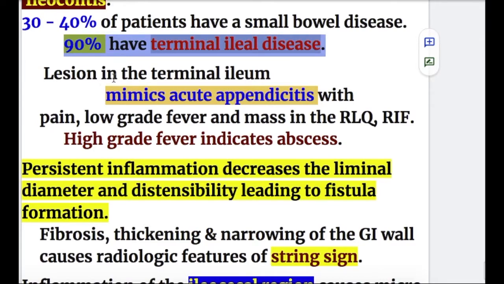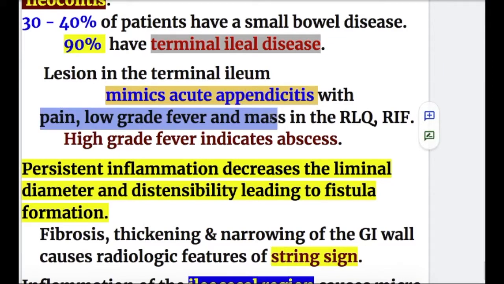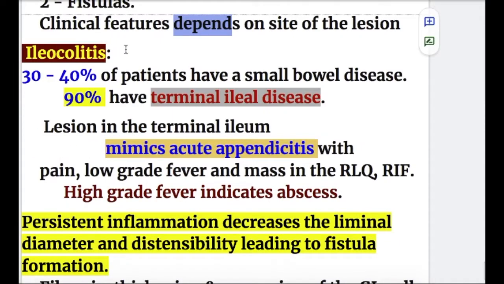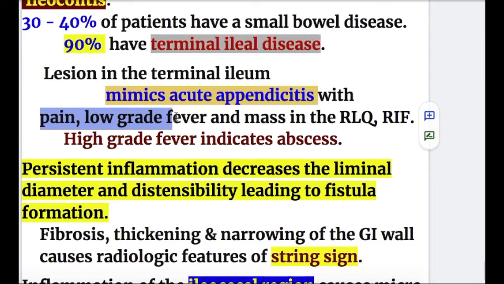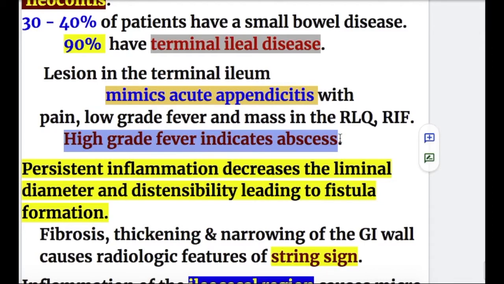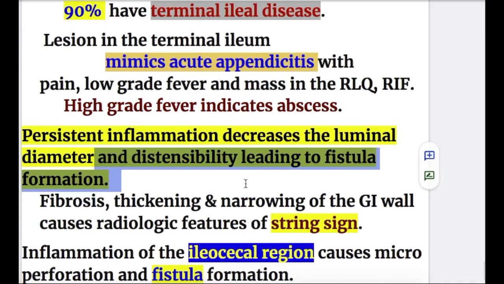The lesions in the terminal ileum mimic acute appendicitis with pain, low-grade fever, and mass in the right lower quadrant or right iliac fossa. So in ileocolitis, 90% is in the terminal ileum, and the features mimic acute appendicitis with pain, low-grade fever, and mass in the right lower quadrant or right iliac fossa. If the fever is high, then it indicates abscess formation. Persistent inflammation decreases the luminal diameter and distensibility that leads to fistula formation. So first there is a decrease in lumen diameter and distensibility, and then fistula formation.